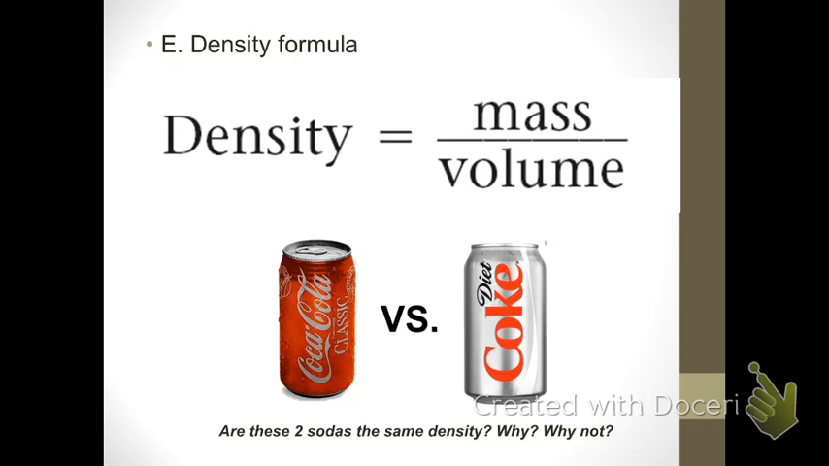And one question to think about, if you had a can of regular Coke and a can of Diet Coke and put them both in water, are they the same density? Will one float? Will one not float? And again, density, your labels are grams per milliliter. Your mass will be in grams, and your volume will be in milliliters.